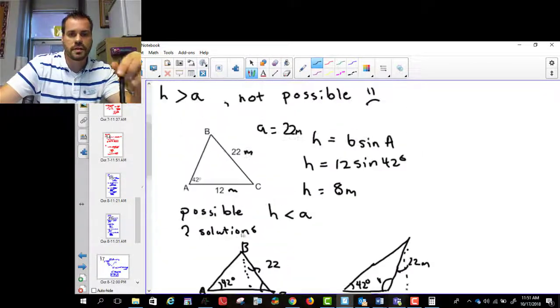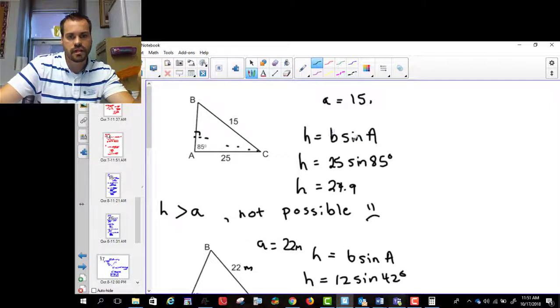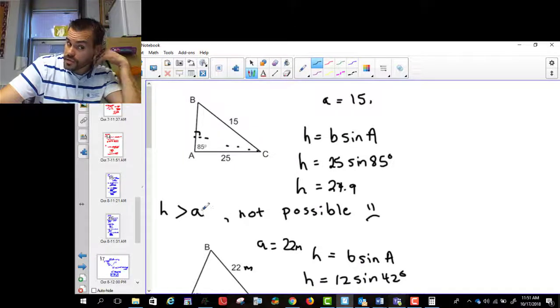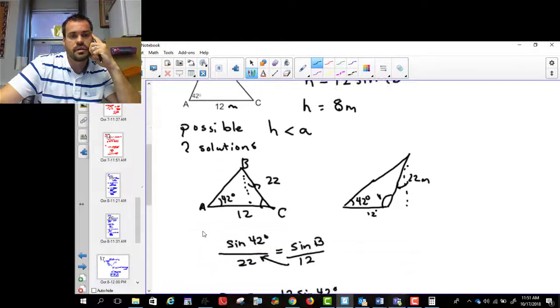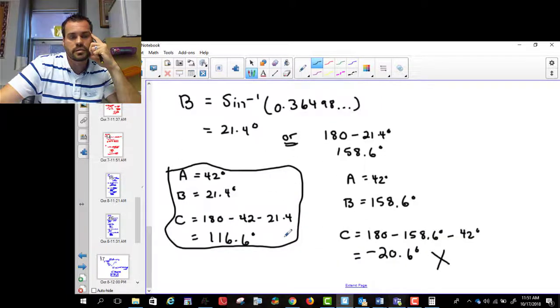So for the ambiguous case, what we have to do is we start with this little calculation, and we say if H is greater than A, it doesn't work. It's not possible. But if H is less than A, it's possible there's two solutions. It's just that one may or may not work.